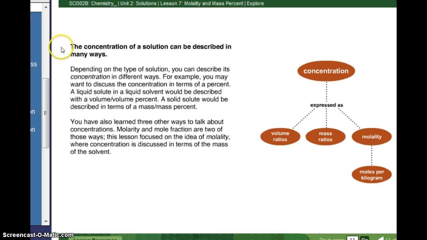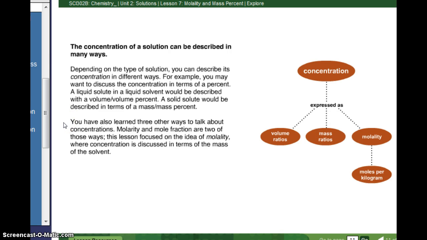And then we're at the end, so we're going to review. The concentration of a solution can be described in many ways. Depending on the type of solution, you can describe its concentration in different ways. For example, you may want to discuss the concentration in terms of a percent. A liquid solute in a liquid solvent would be described as a volume-volume percent. A mass solute, like salt, would be described in terms of a mass-mass percent.